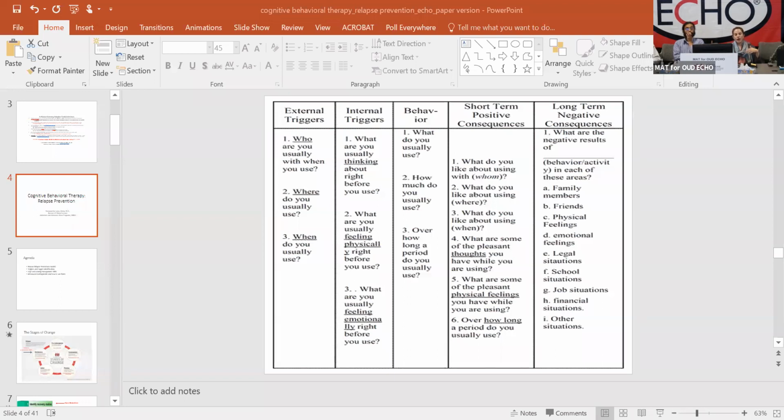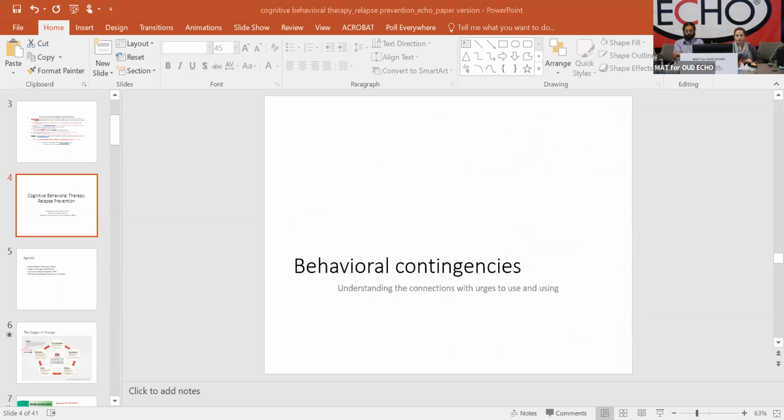And then how much do you usually use, all of those things, the behaviors themselves, and then helping them walk through both the short-term positive consequences of their use, so that's the why, and then the long-term negative consequences, that's the why not to, right? There are all kinds of these; you could just Google functional analysis and come up with a bunch of different worksheets that will help you talk to a patient about identifying what their triggers are and how they're linked to their use behavior.